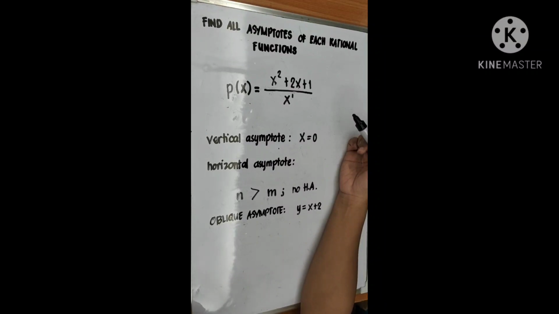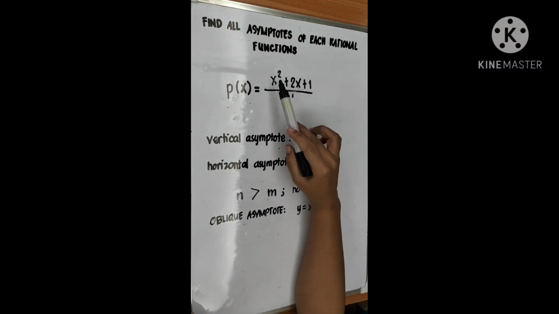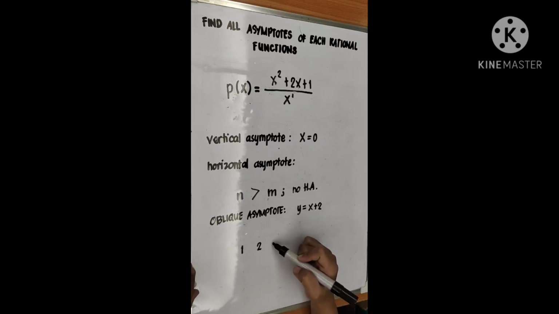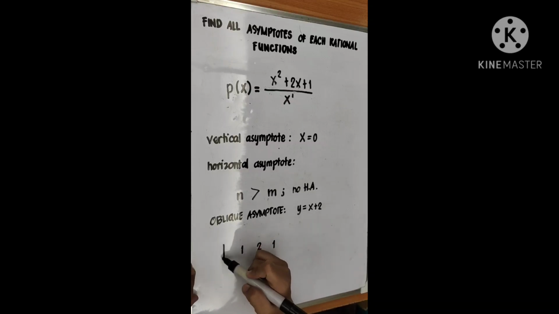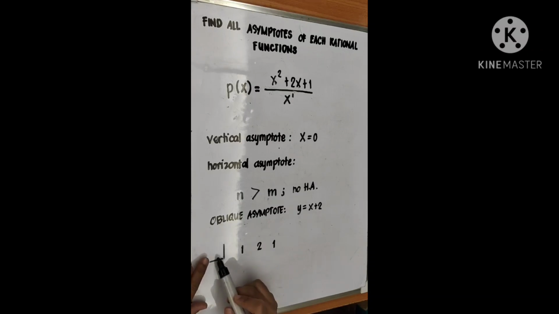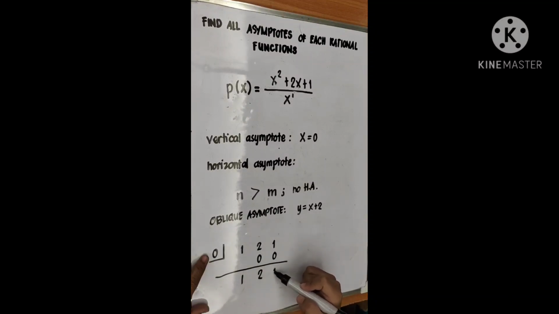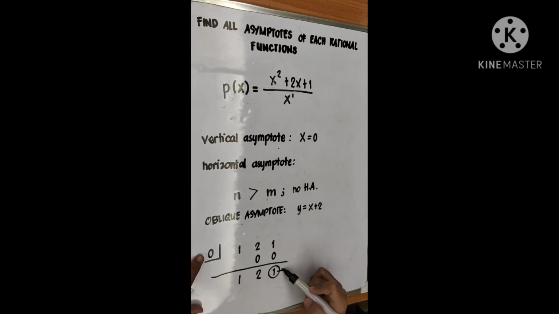On the other hand, if we use synthetic division, we will consider the coefficients of our numerator. For x squared, we have 1. For 2x, we have, of course, 2. And our constant is 1. For the value that goes inside here, we will equate the denominator to 0. Equating the denominator to 0, we have x is equal to 0. So therefore, we have the value 0 here. Now we will bring down 1. 1 times 0 is 0. And bring down 2. 2 times 0 is 0. So we have 1. This is now the remainder.